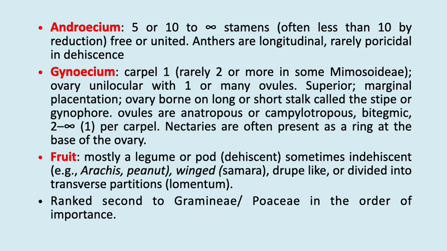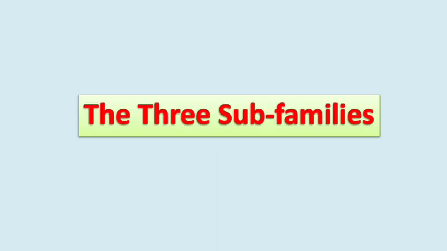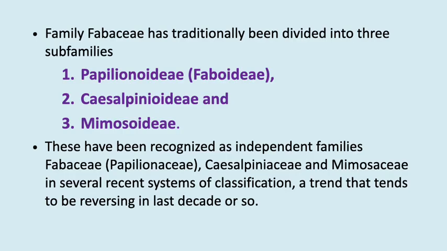Ranked second to Gramineae or Poaceae in the order of importance, there are three subfamilies in this family, Leguminosae. The family Fabaceae has traditionally been divided into three subfamilies: Papilionoideae or Faboideae, Caesalpinioideae, and Mimosoideae. These have been recognized as independent families by some, but this trend seems to be reversing in the last decade or so.